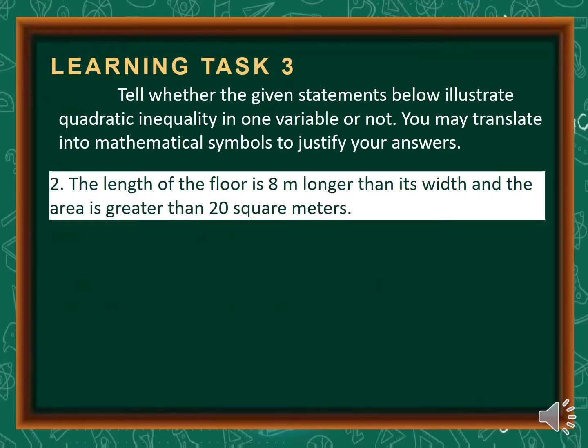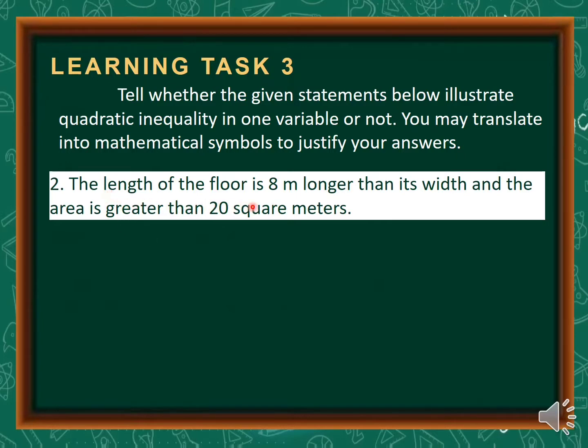Let us now discuss your second given. The length of the floor is 8 meters longer than its width, and the area is greater than 20 square meters. So how are we going to do this? Let us represent it or illustrate it into a quadratic inequality. Translate natin into mathematical symbols.